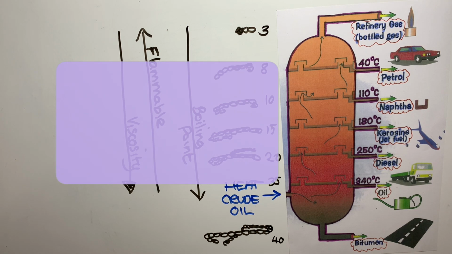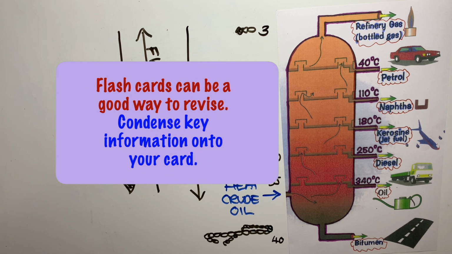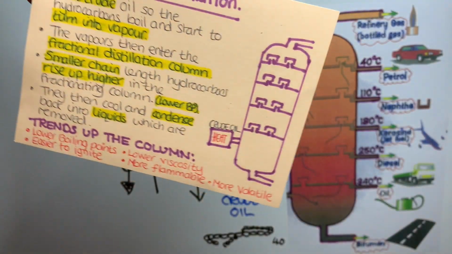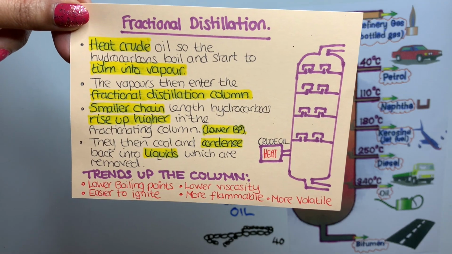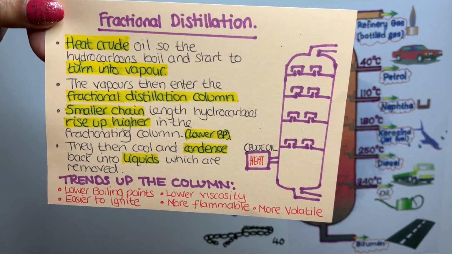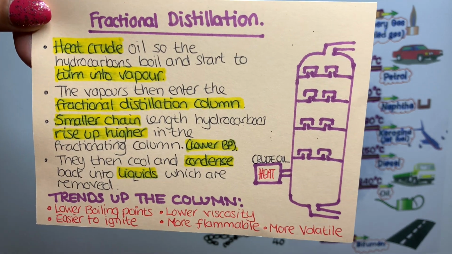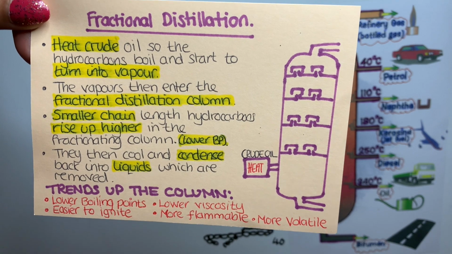Now, we've gone through how fractional distillation works and the trends as we go down the column or as we go up the column. What would be a good way of revising would be maybe to make yourself a flashcard with the important information on, and if you do something like that and you highlight the key terms, it will help you remember, just in case this comes up as a 4 or 5 mark question, which it can quite easily do.